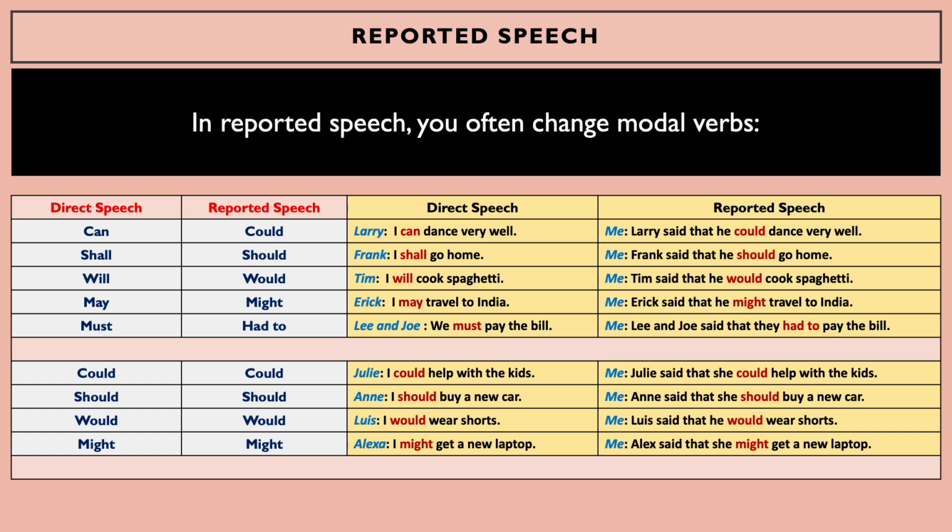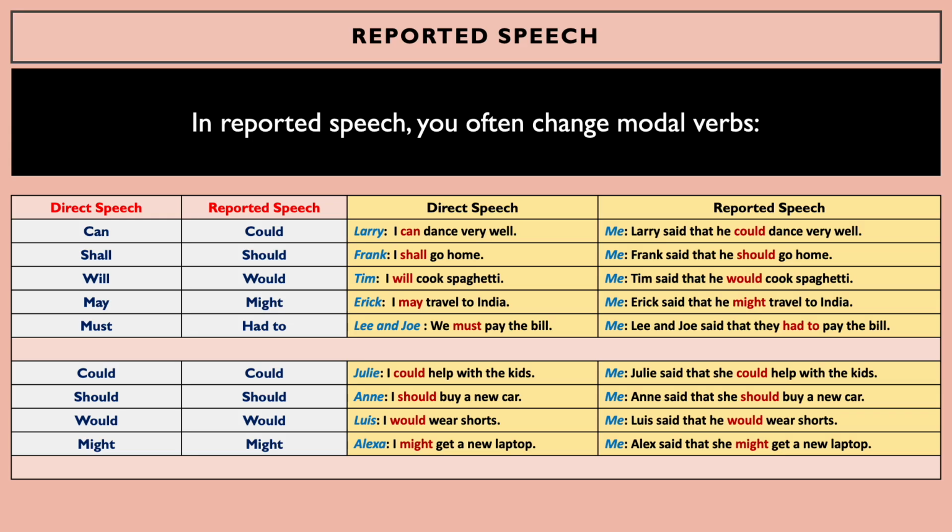From will to would. For example, I will cook spaghetti. Tim said that he would cook spaghetti. From may to might. For example, I may travel to India. Eric said that he might travel to India. From must to had to. For example, we must pay the bill becomes Lee and Joe said that they had to pay the bill.